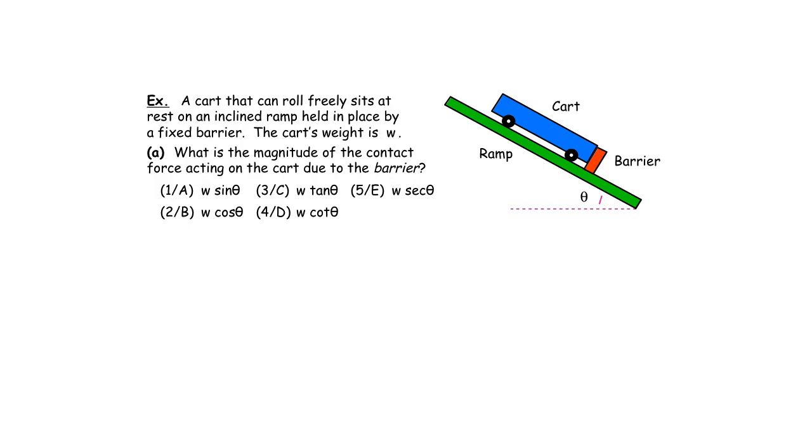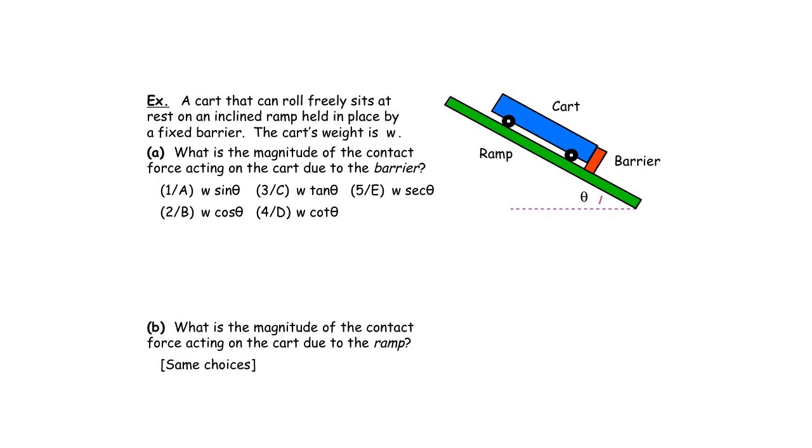Which is the third law pair that gives us the force of barrier on cart? The force of barrier on cart is equal to the force of cart on barrier, which is equal to weight times the sine of theta. Do you see that? In the direction of motion, these two forces have to equal out. So what's the answer? It's A. Okay? Now, let me go to the second one.